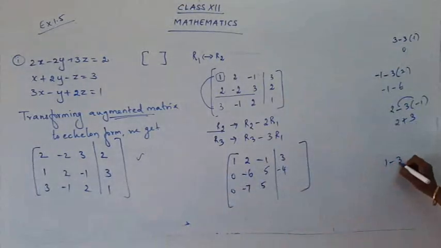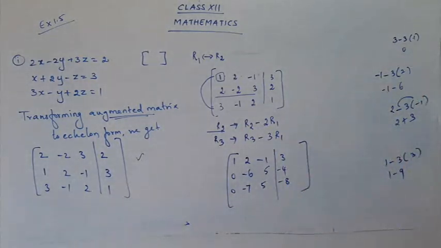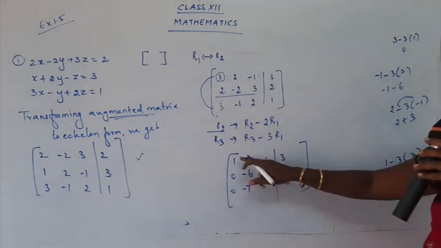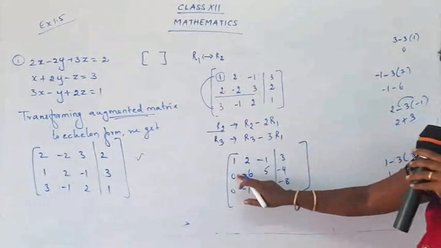1 minus 3, 3. So 1 minus 9, minus 8. So we have changed our row 3 as row 3 minus 3 R1. So that is the first step, and for echelon form, the first element has to be 1 and below that the numbers are 0.